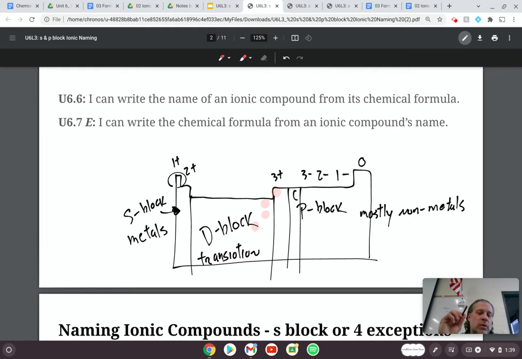So just to review, you have your periodic table. You have the S block on the left side, those are mostly metals. You have the D block in the middle, which we're going to talk about at another point in time. You have the P block on the right-hand side, which is mostly nonmetals. And then we also have the charges. The first column is a +1. The second column is a +2. We skip the transition metals. The 13th column is a +3. The 15th column is a -3. The 16th column is a -2, and the 17th column is a -1.